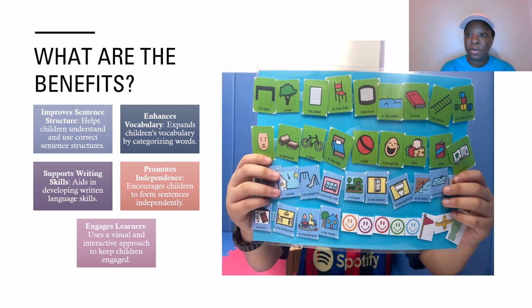What are the benefits of colorful semantics? One, it improves sentence structure. It helps children understand and use correct sentence structure. Again, it enhances vocabulary. It expands children's vocabulary by categorizing words. It supports their writing skills. It aids in developing written language skills. It promotes independence. It encourages children to form sentences independently without much modeling or guidance. It engages learners. It uses a visual and interactive approach to keep children engaged.